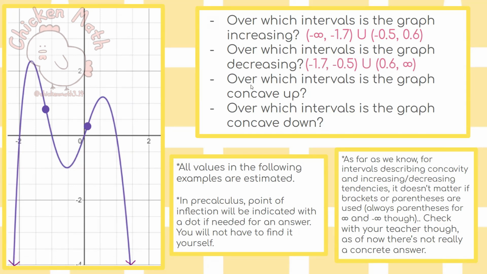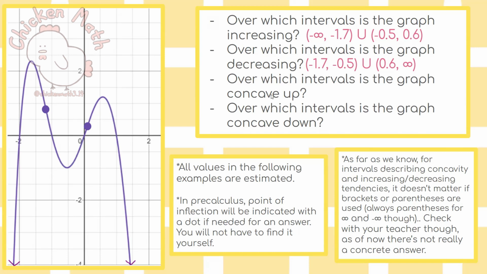The next question is, over which intervals is the graph concave up? So again, that's when the rate of change increases as the input values increase. Now, something important to note is that in precalculus, a point of inflection, where it goes from concave up to down or down to up, will be indicated with a dot if it's needed for an answer. So right here and here, these are roughly our points of inflection. Again, everything is estimated, so you don't have to worry about finding it yourself.